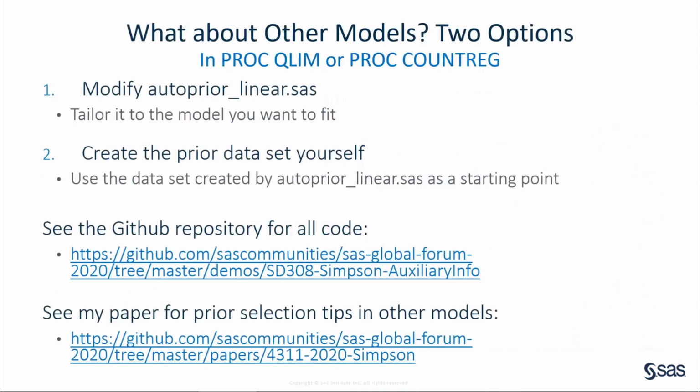To use this process for models other than linear regression, you have several options. First, see my SAS Global Forum paper for prior selection tips and other models. Then you can modify the autopriorlinear.sas file to tailor it to the model you want to fit. This will allow it to handle transforming all the data for you as well. An easier alternative is to create the prior data set yourself. You have to manually transform any variables first, though. You can use the data set created by autopriorlinear.sas as a starting point to define this data set.